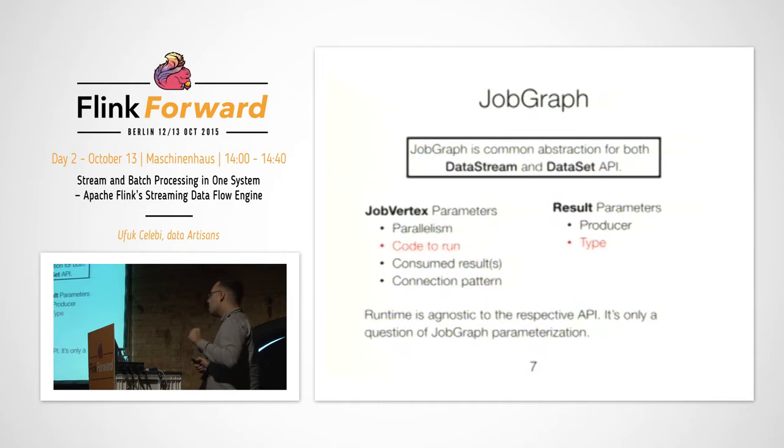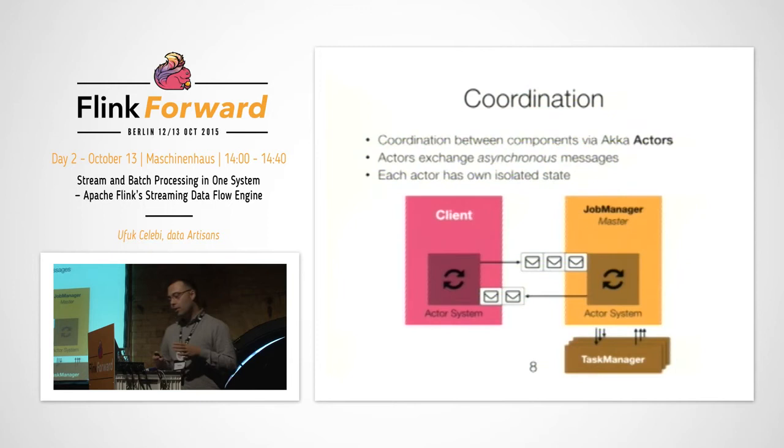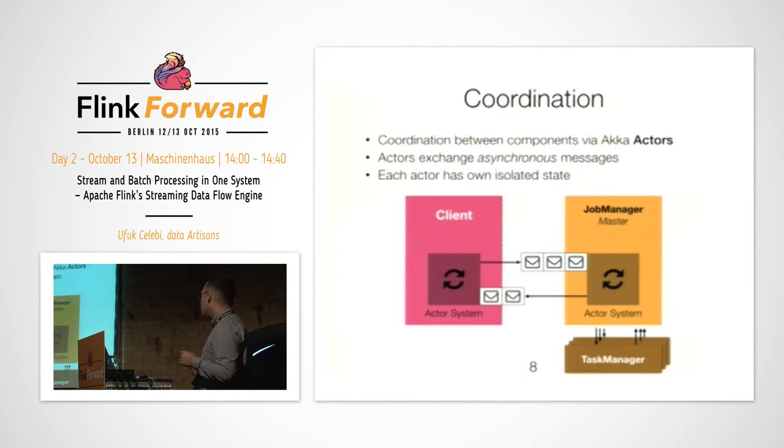OK. After the translation has happened, the client and the job manager need to communicate somehow. In Flink this happens via actors. All coordination happens via actors, specifically with Akka's actor implementation. Actors are a very nice abstraction centered around the exchange of asynchronous messages between actors. Everything here, the client, job manager, and the task managers, are actors, and each actor has its own state. The job submission is also one of these messages. The client will translate the program to a job graph, put it into an Akka message, and submit it to the cluster for execution.